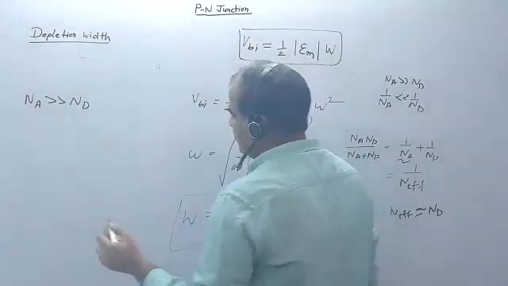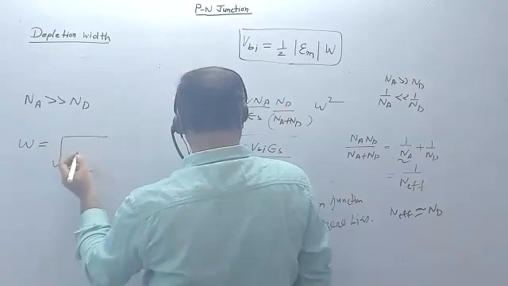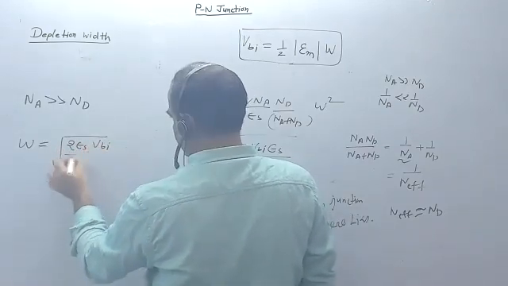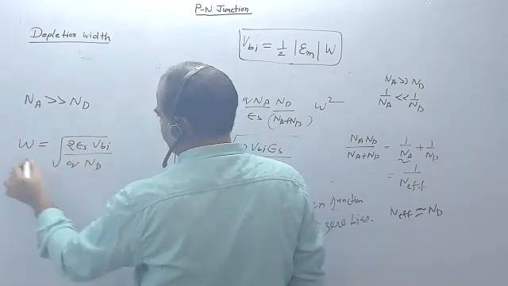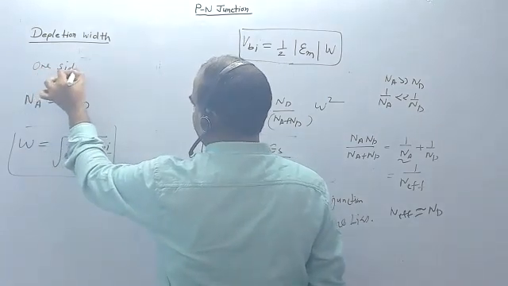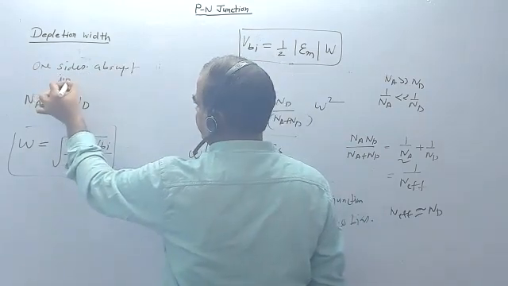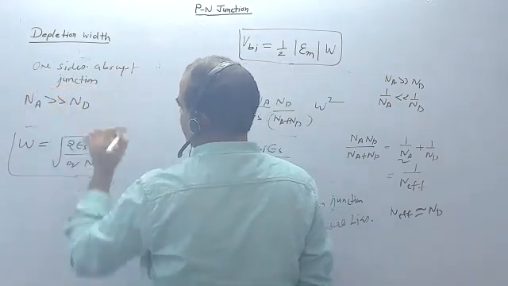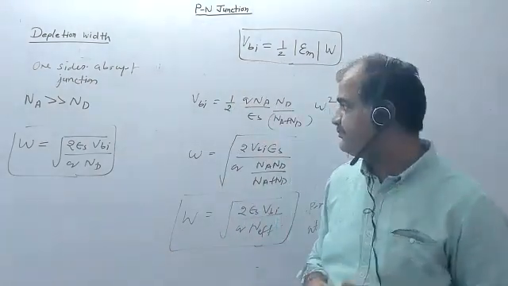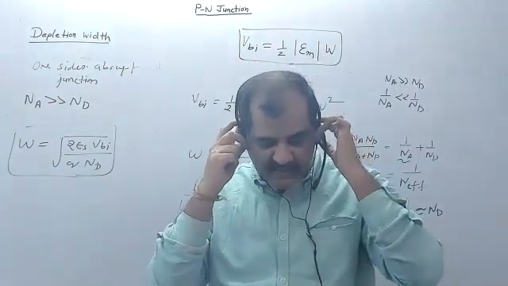So in that case the formula will become 2 ES VBI upon Q Nd. This is in the case of a one sided abrupt junction, and this is the formula for depletion width. Now this is the case when we have not applied any bias. This is the zero bias condition.